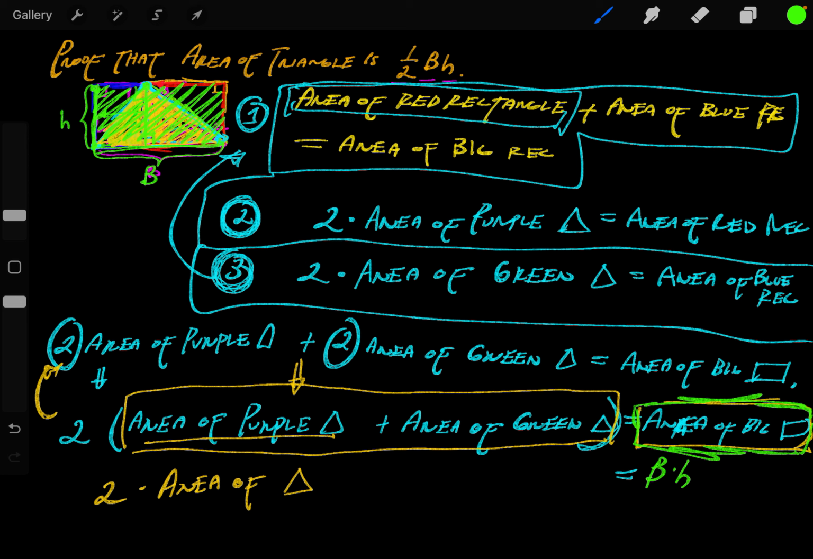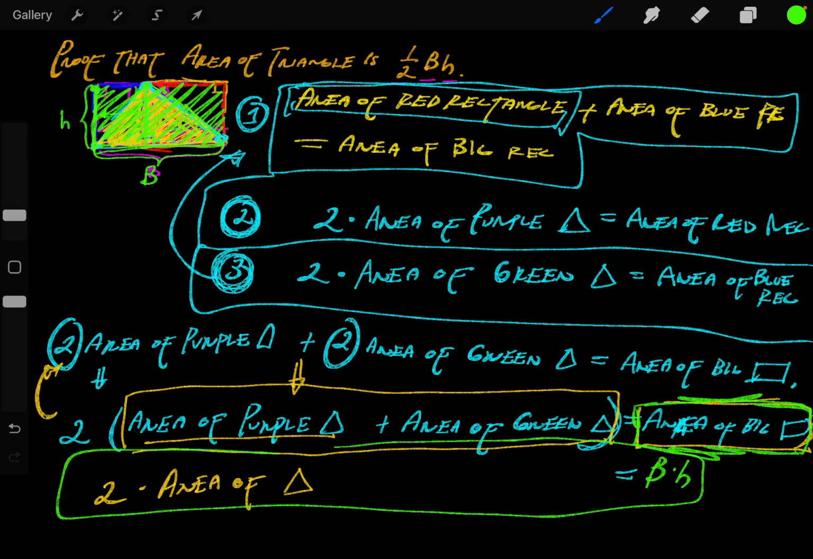And now I pretty much just have one last step, because this gives me my equation: I have 2 times the area of the triangle is equal to b times h. I divide by 2 and I get my result. I get that the area of the triangle is equal to 1/2, which is the same thing as division by 2, base times height. And I'm done.